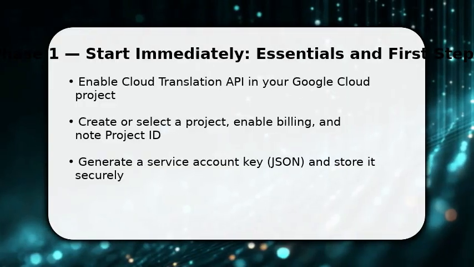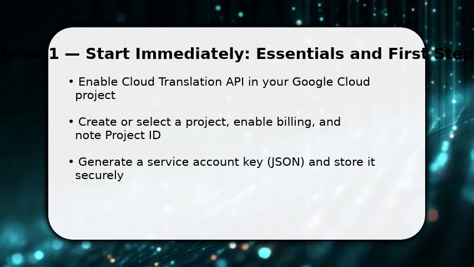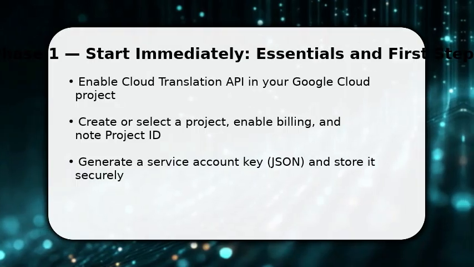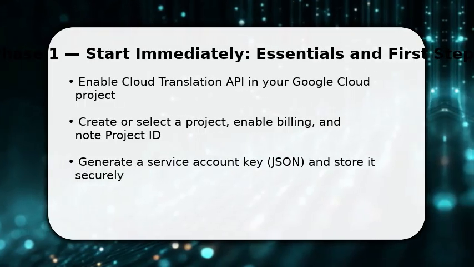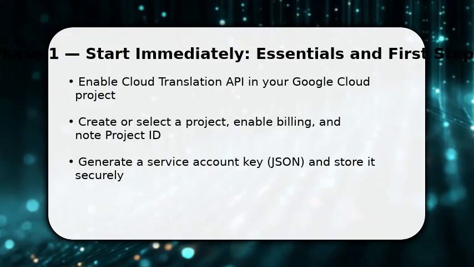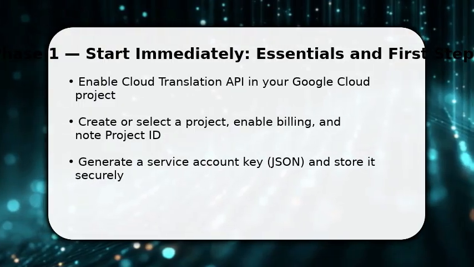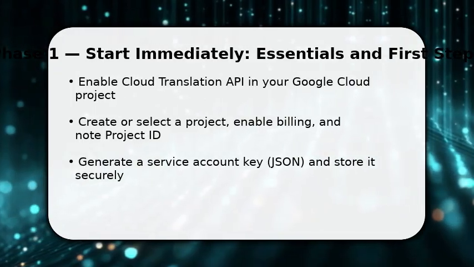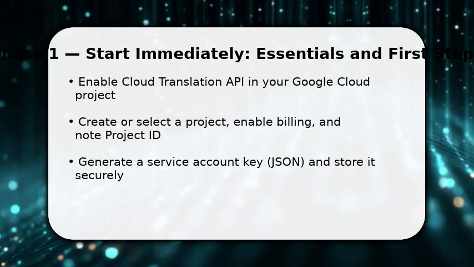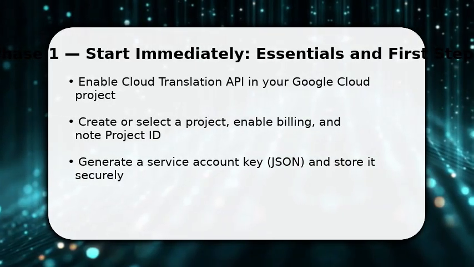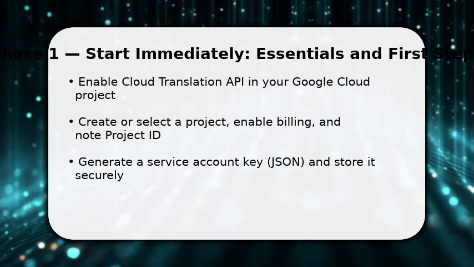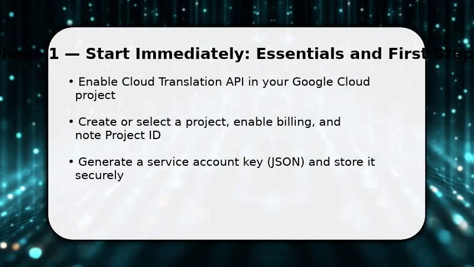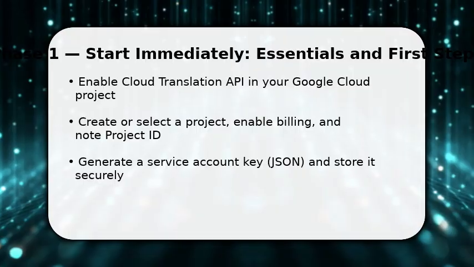You start by preparing your project so calls will authenticate. Create or pick a Google Cloud project, enable billing, and turn on the Cloud Translation API. Then create a service account and download the JSON key. Once done, set the environment variable GOOGLE_APPLICATION_CREDENTIALS to that JSON path so gcloud and client libraries can find it. Make sure to limit key permissions to the translation role. This gets you immediate, authenticated access, so you can move straight into code or the REST endpoints.